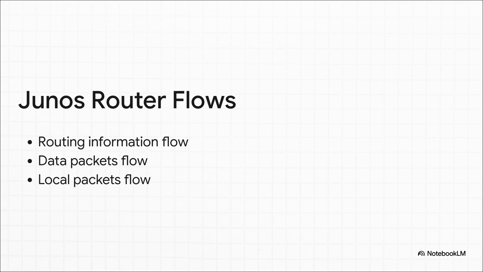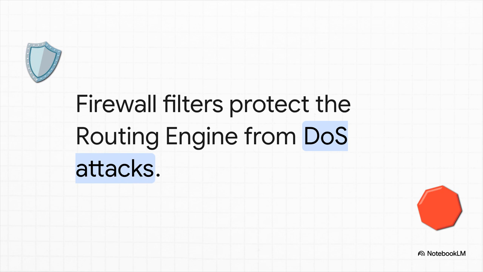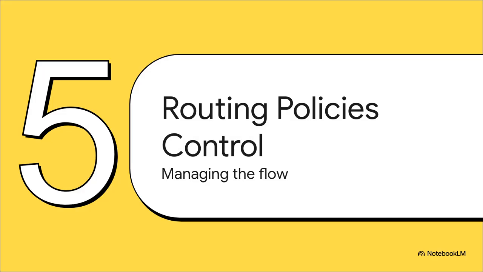These are packets sent to or from the router itself, like an ICMP ping or a telnet session. Those local packets get punted directly from the physical interfaces up to the routing engine. Now, because those local packets are going straight into the thinker brain of the router, we've got to be extremely careful. The routing engine is critical infrastructure. To protect it, we use firewall filters specifically applied to local packets. This blocks excessive traffic and shuts down denial-of-service attacks before they can bog down the brain. Honestly, configuring those filters on your loopback interface is one of the most vital security tasks you'll do as a network engineer.